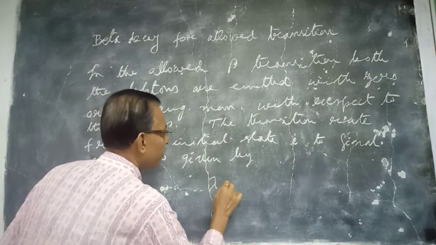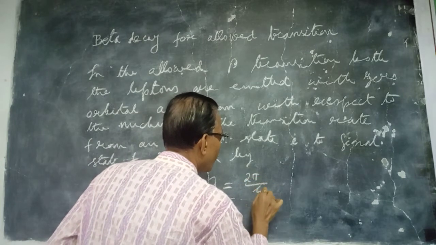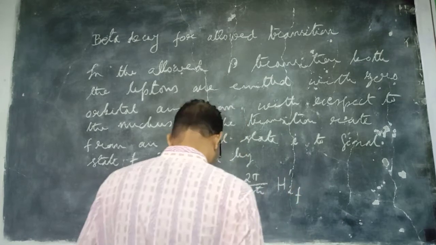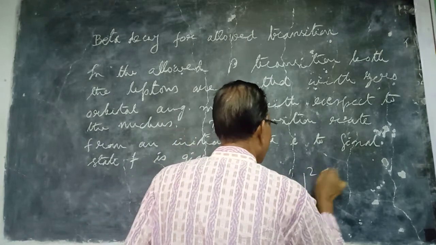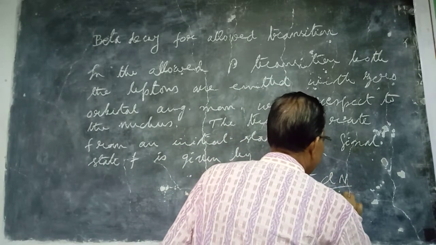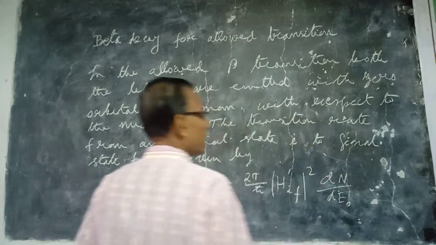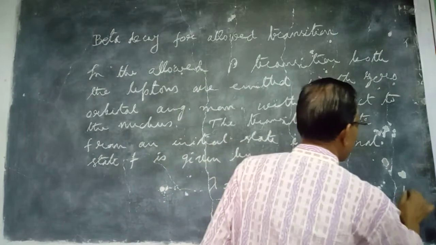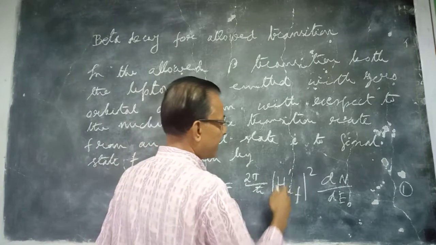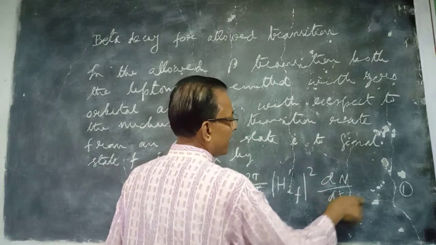lambda is equal to 2 pi by h cross, the H prime IF matrix element mod square, and dn by dE0. So this is your equation number 1. This is the matrix element which you have to calculate over the initial and final state, over the perturbation, and this is the number density of states.